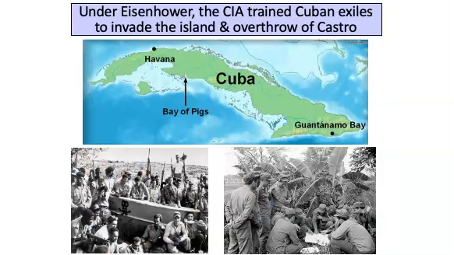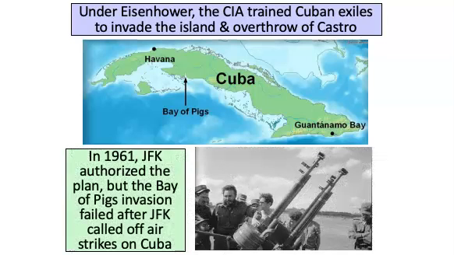Now, under Eisenhower, the CIA had trained Cuban exiles to invade the island and overthrow Castro. In one of the first actions that Kennedy takes, he approves this CIA-created plan that had been developed under Eisenhower. So in 1961, JFK authorized the plan, but the Bay of Pigs invasion failed after JFK called off the airstrikes on Cuba.